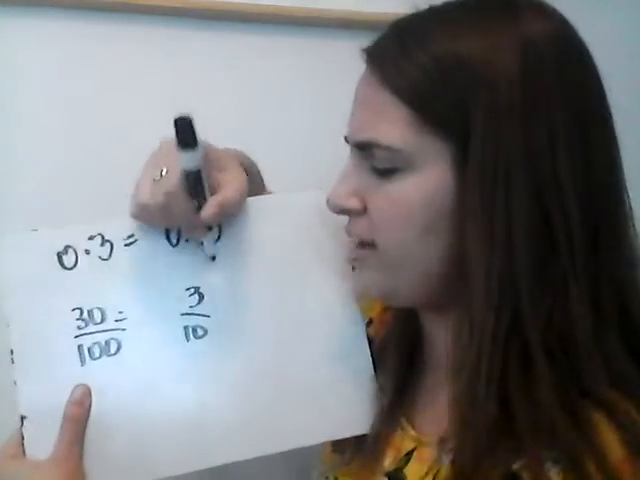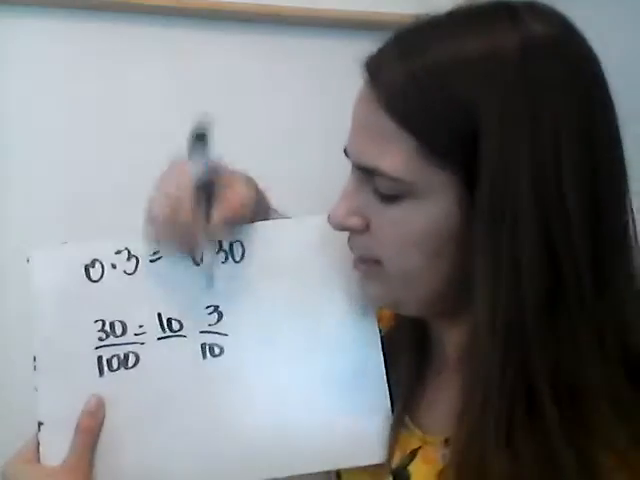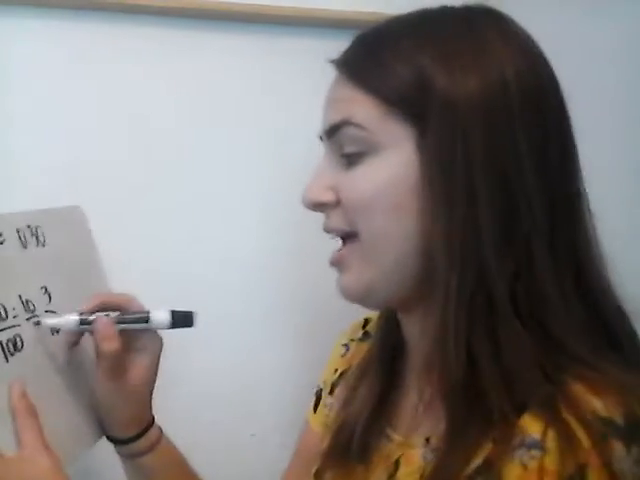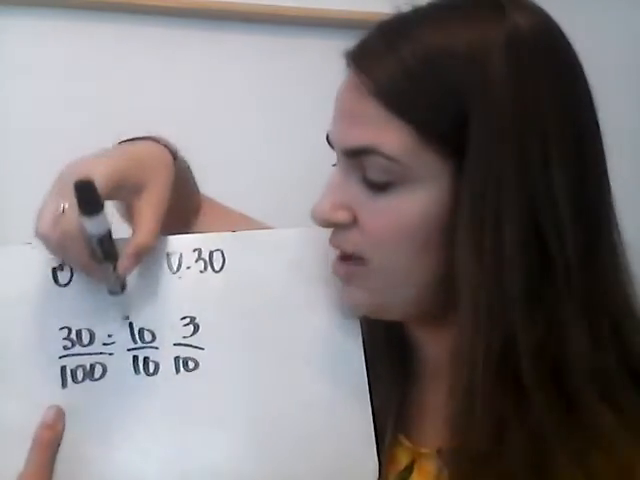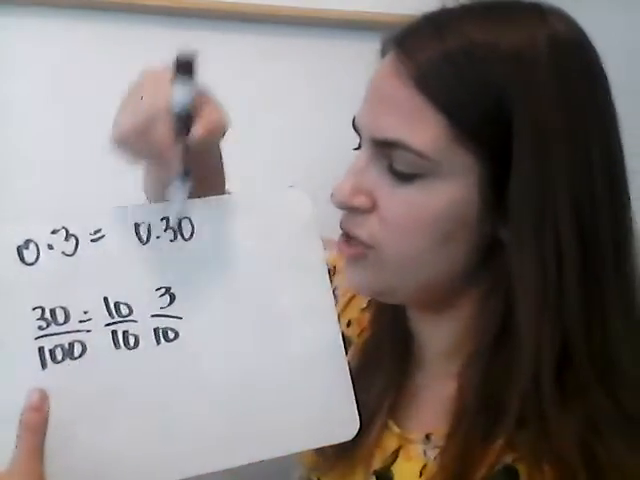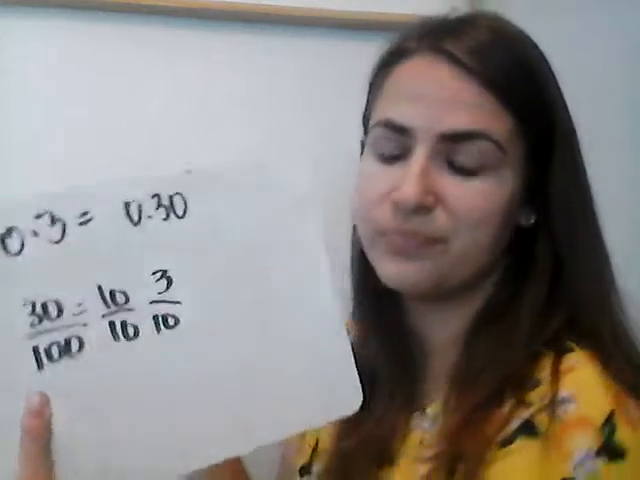30 divided by what gives us 3? 30 divided by 10 gives us 3. And 100 divided by 10 gives us 10. Again, we didn't have any other option because to get an equivalent fraction, we have to multiply or divide by the same number on the top and bottom. So we can also use division to show that 3/10 is the same as 30 hundredths.